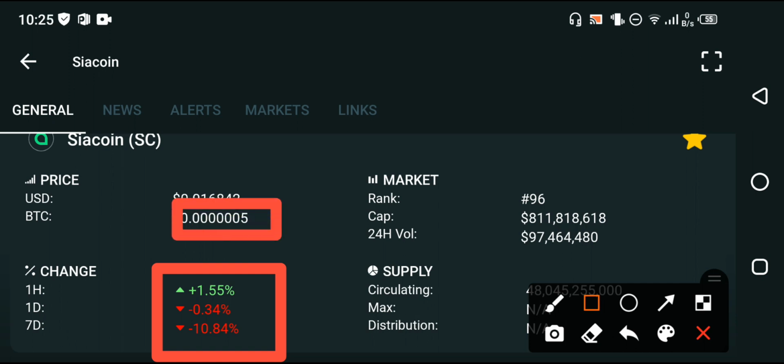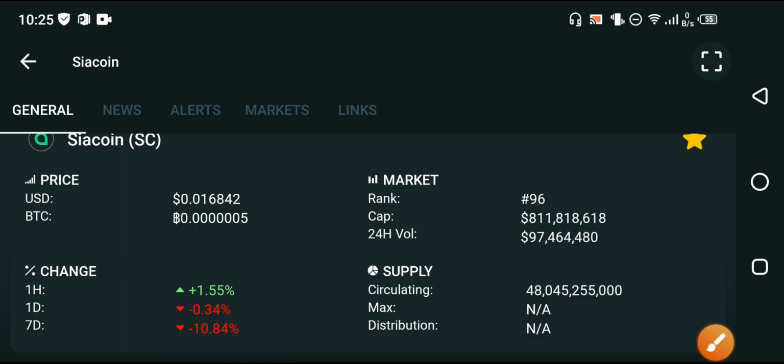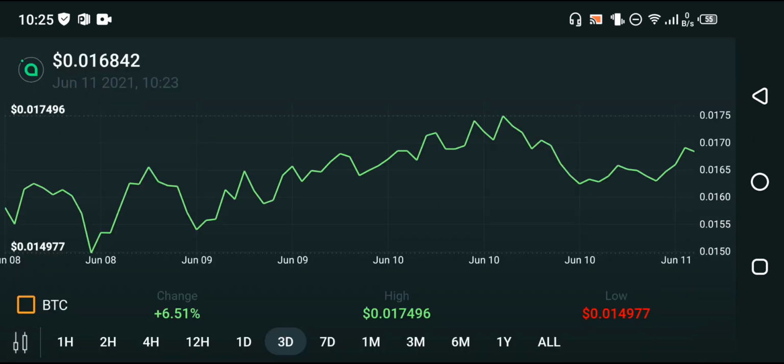At this time 0.016842 USD is the latest price of the Siacoin in the market. That is the latest price of the Siacoin, and let's see the price chart of the Siacoin for more details.